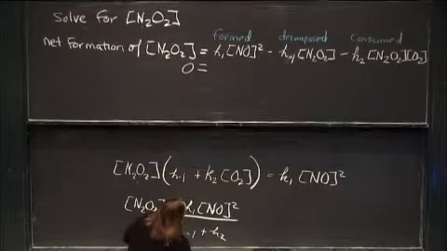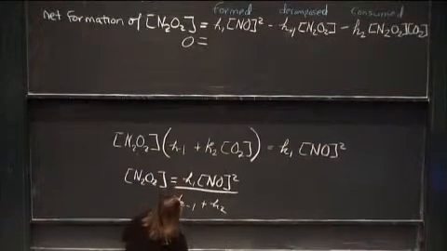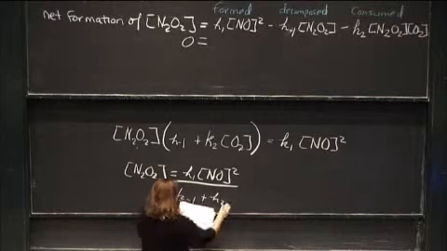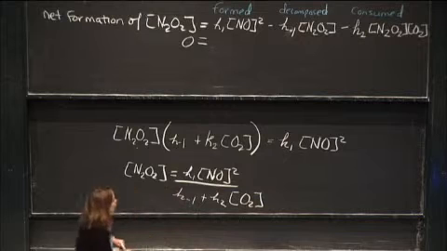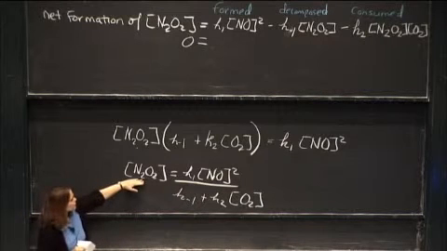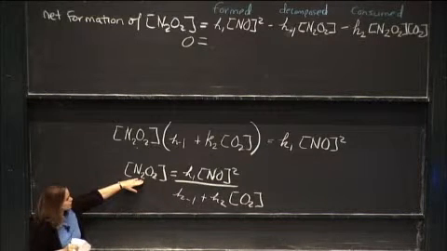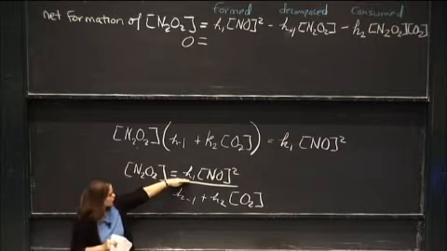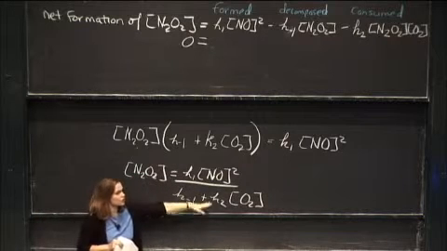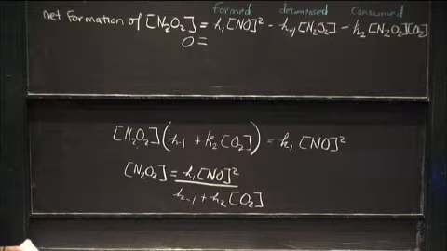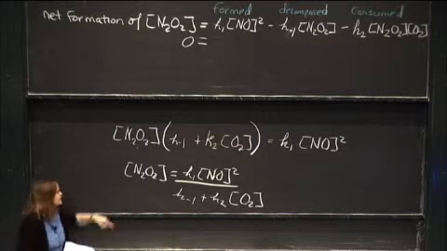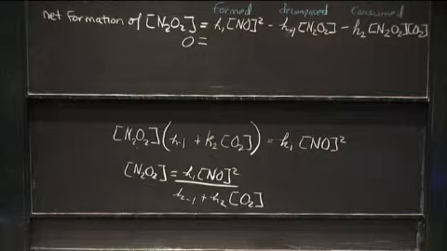Let's put this up a little bit. K2 times the concentration of O2. So now we've just solved for N2O2, our intermediate, in terms of our rate constants and in terms of our reactants. So that's good. Now we need to take this and substitute it back into here.